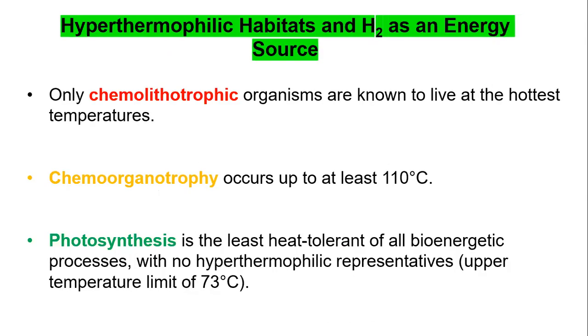So who can live at high temperature? Chemolithotrophs. Only then. Chemoorganotrophy, which means oxidation of organic compounds, can go up to 110 degrees, cannot go more, and even then, it's not great. Photosynthesis is probably the least tolerant, only 73 degrees. Photosynthesis doesn't really like hot temperature. So again, based on Earth's development, you can structure the time course of each organism's development.